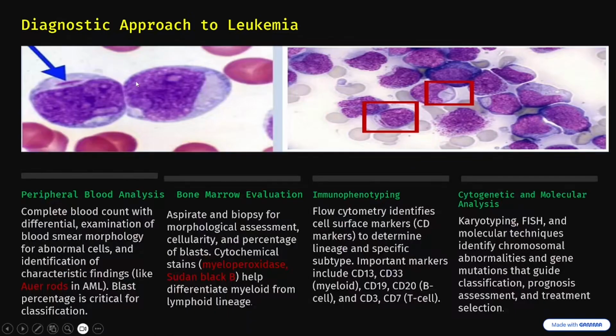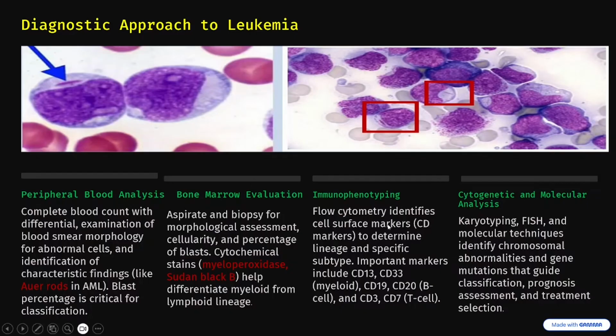Now, the diagnostic approach to leukemia, how leukemia is diagnosed. At first, peripheral blood analysis, FBC, complete blood count with the differential, examination of blood smear morphology for abnormal cells and identification of characteristic findings. Blast percentage is critical for classification. Then, bone marrow evaluation. Aspirate and biopsy for morphological assessment, cellularity and percentage of blast. Cytochemical stains like myeloperoxidase and Sudan black B we are using for bone marrow examination. It will help to differentiate myeloid from lymphoid lineage.